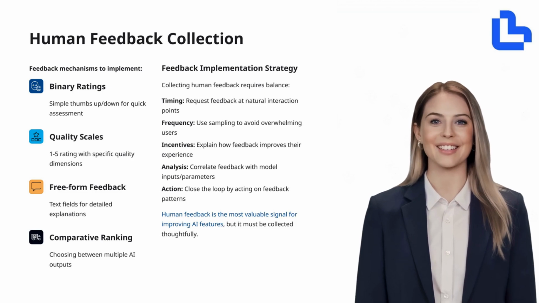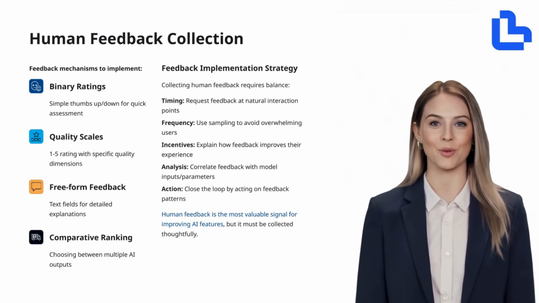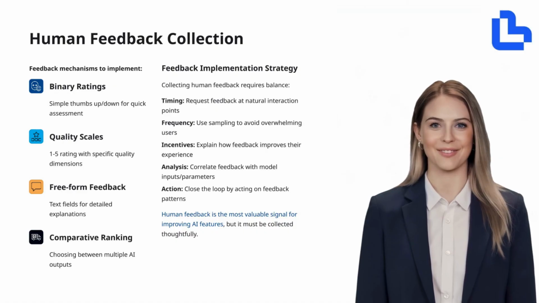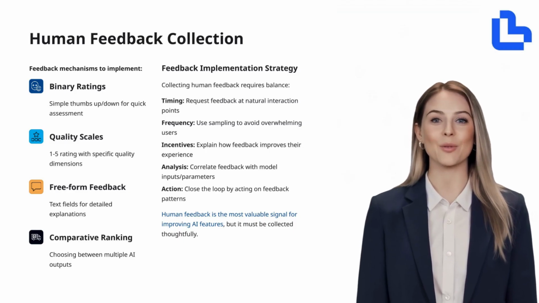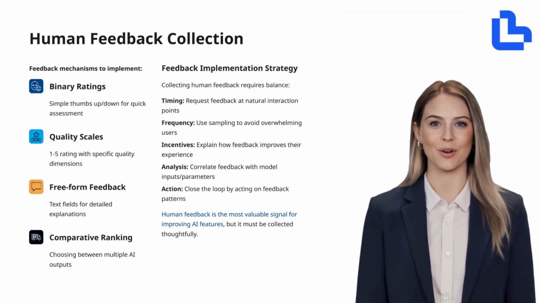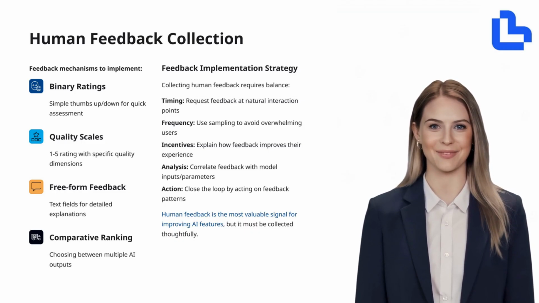Human feedback is one of the most powerful tools for improving AI features. While automated metrics can tell you what happened, human input reveals why it happened and whether it was actually useful. But collecting feedback effectively requires a thoughtful strategy. Start by implementing a variety of feedback mechanisms.